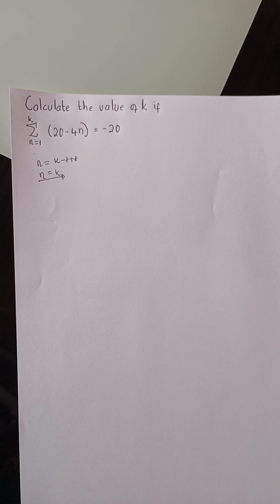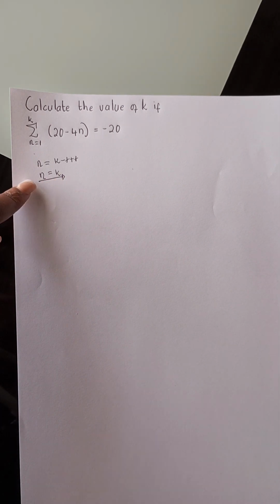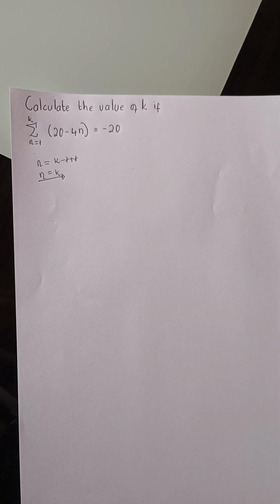N, which is the number of terms. Okay? Only in this case, the number of terms is equal to the top number because we are starting at 1. So if we want to find k, we must find n, the number of terms. All right? Okay, now that we have that established, let's go back to our sigma.